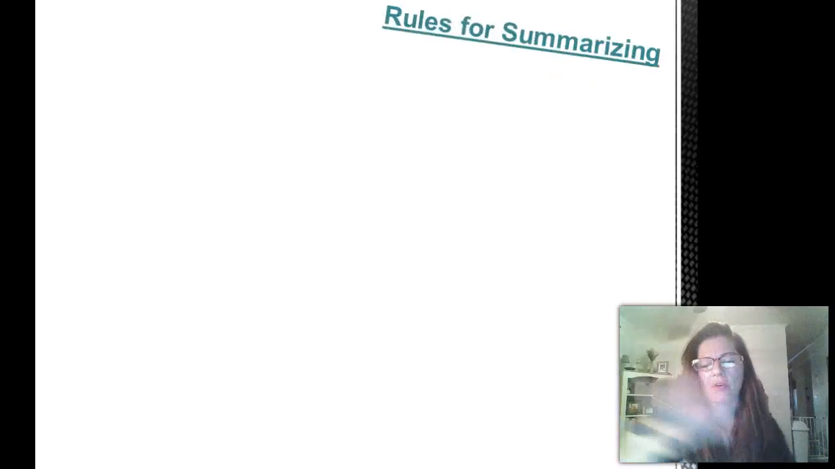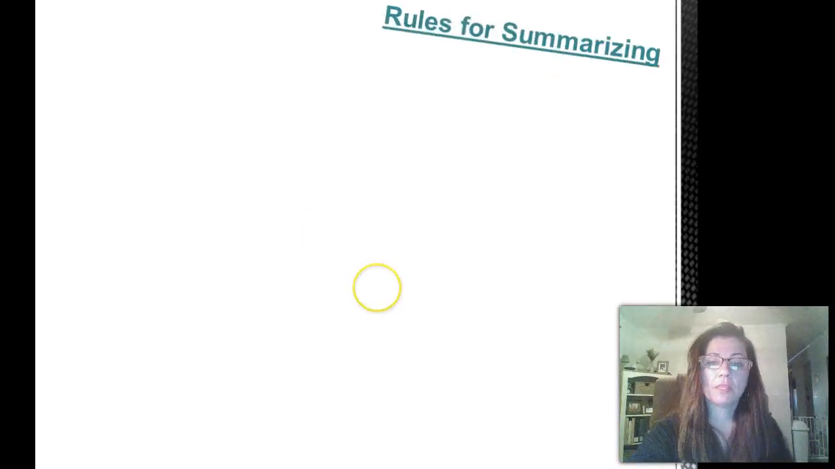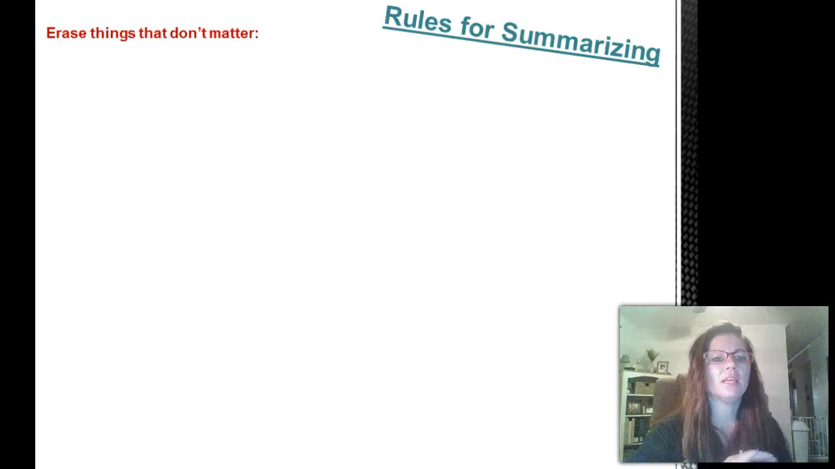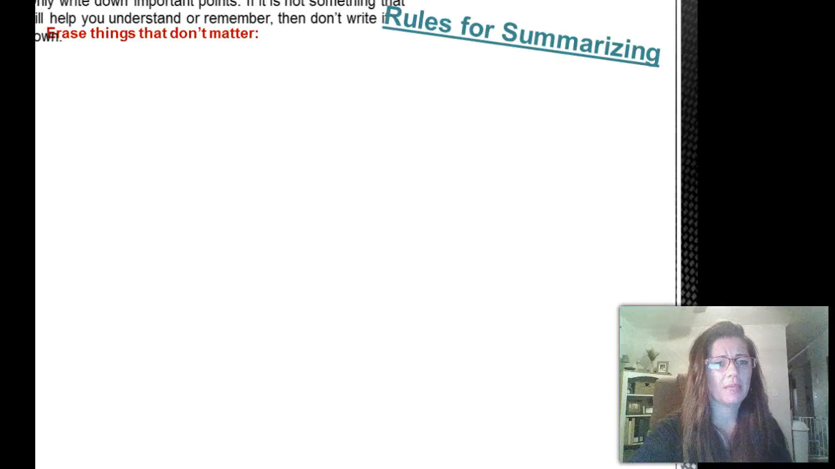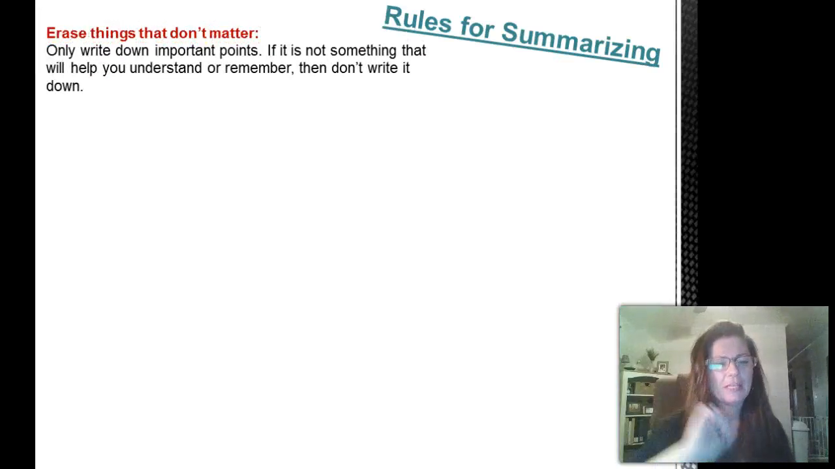Let's take a look. Rules for summarizing are very simple. If you remember these rules, you're going to summarize well every single time. So first, erase things that don't matter. What does that mean? Well, you're on a computer, so you can't really erase. So consider this when you're taking your keystrokes. Only write down important points. If it's not something that will help you to understand and remember, you don't need it in the summary.